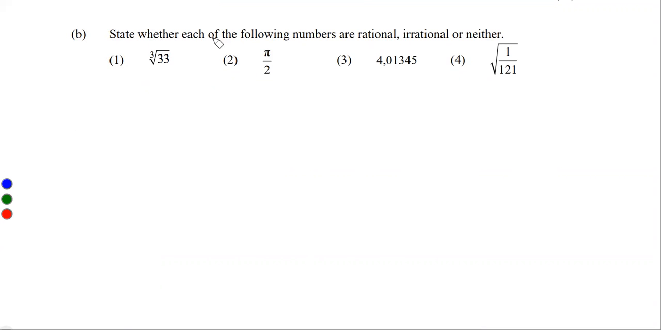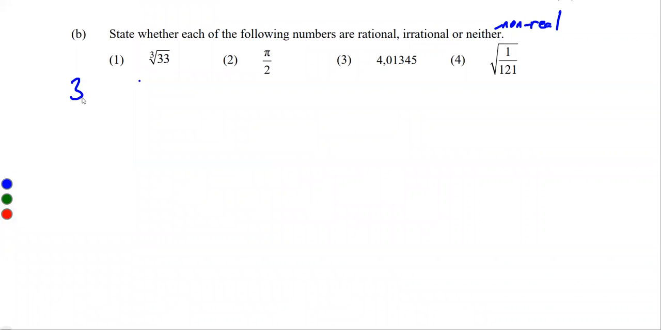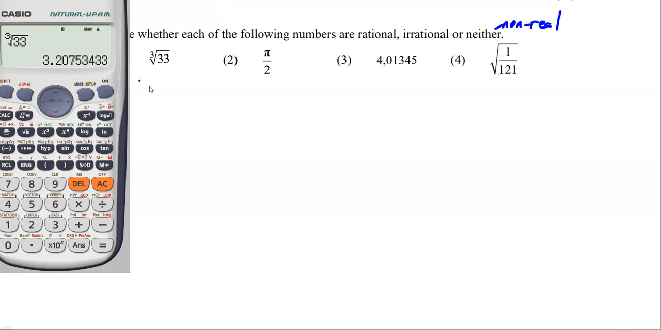Now, state whether each of the following numbers is rational, irrational, or neither, meaning to say they will be non-real. Now, what about the cube root of 33? What we do here is go to our calculator and punch in the cube root. It's shift, cube root of 33. Then what do we get? We get 3.2075. Let's just write it here. 3.2075, it continues like that.